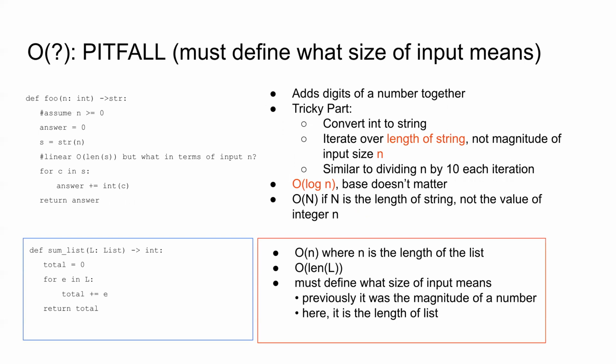So one caveat of determining a big O notation is how you define the size of the input. What's the meaning? In this function, you're converting that integer to a string, and you are doing this for loop with the answer appended with each digit converted to an integer. Essentially it's the length of s, right? So it's log n, where n is the length of s, but not integer n.